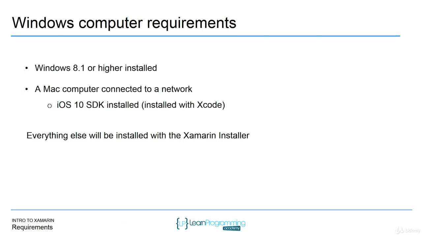In the case of Windows, you will need Windows 8.1 or higher installed. You can actually develop Xamarin applications, Xamarin Classic applications, with Windows 7, but for Xamarin Forms applications, you're going to be needing Windows 8.1. Like we mentioned before, you will need a Mac computer connected to a network. And that Mac will have to have El Capitan or preferably macOS Sierra installed, as well as the latest iOS SDK, which again is installed through Xcode. And just like on Mac, everything else needed will be installed through the Xamarin installer.